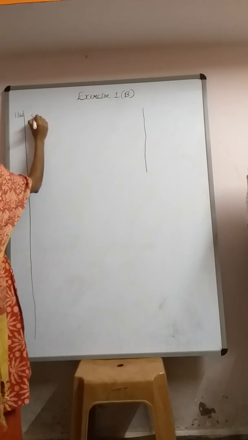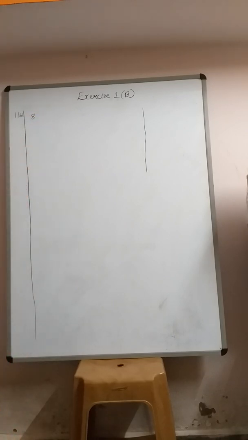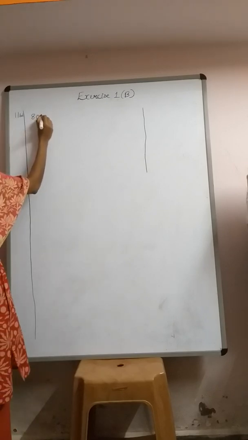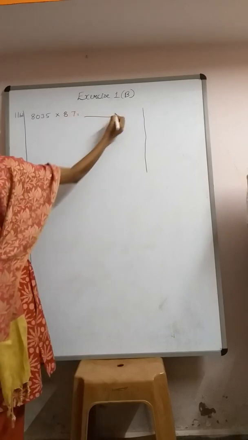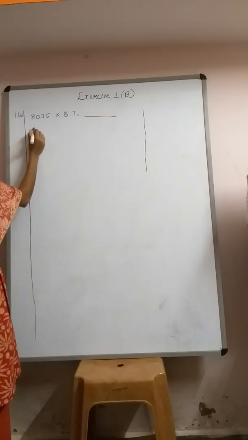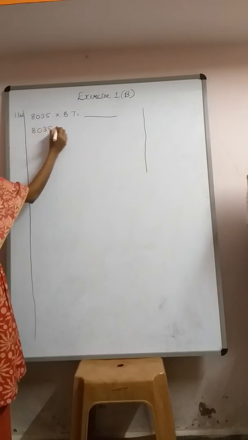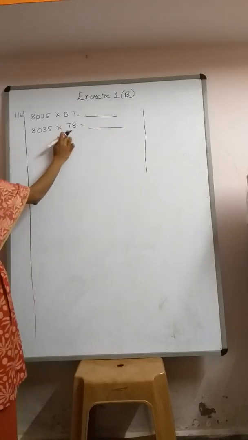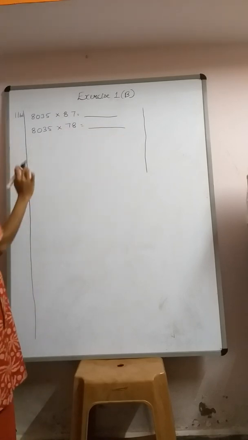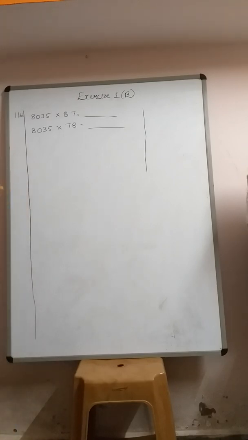Now what you need to do? A student multiplied with 87 instead of multiplying with 78. So let us see. What is the question? 8035 multiplied with 87 equals to how much? So, 8035 multiplied with 78 equals to how much? Actually, you need to multiply with 78, but what he did, he multiplied with 87. So let us multiply it and see what is the answer we get.